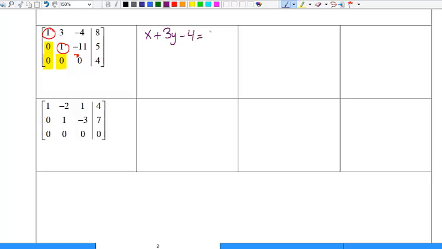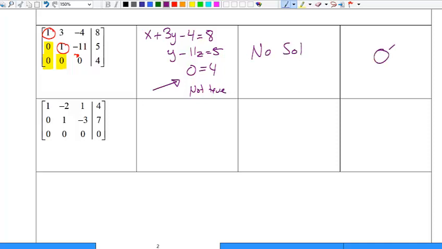So when I rewrite this into the system of equations, my last equation says 0 equals 4. That is a problem. If we ever have 0 equals a number other than 0, well, that's just not true. And because this is not true ever, 0 is never going to equal 4, I can automatically stop and write there is no solution to this problem, and my solution is just the null set or empty set.